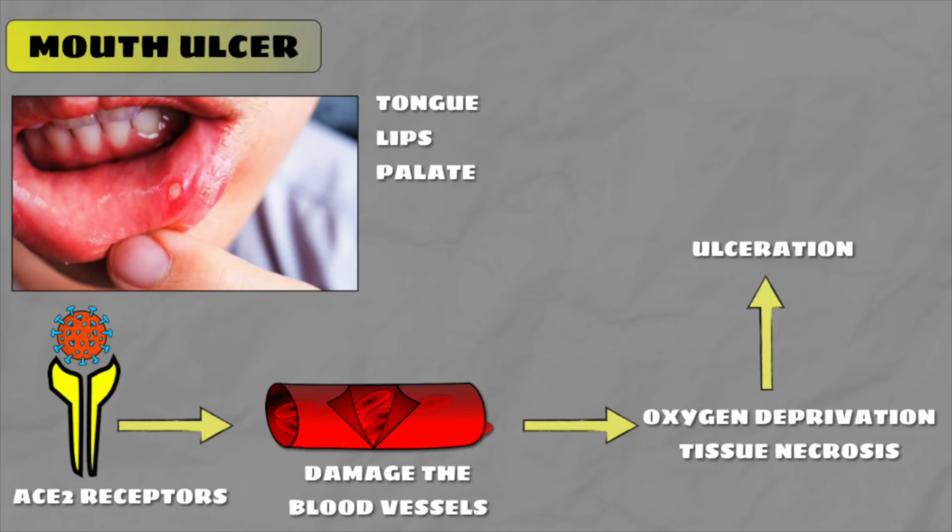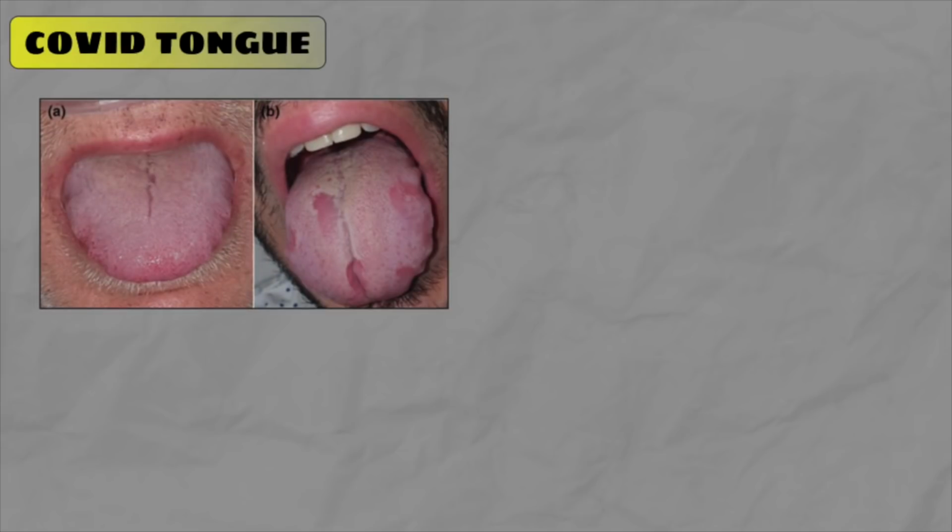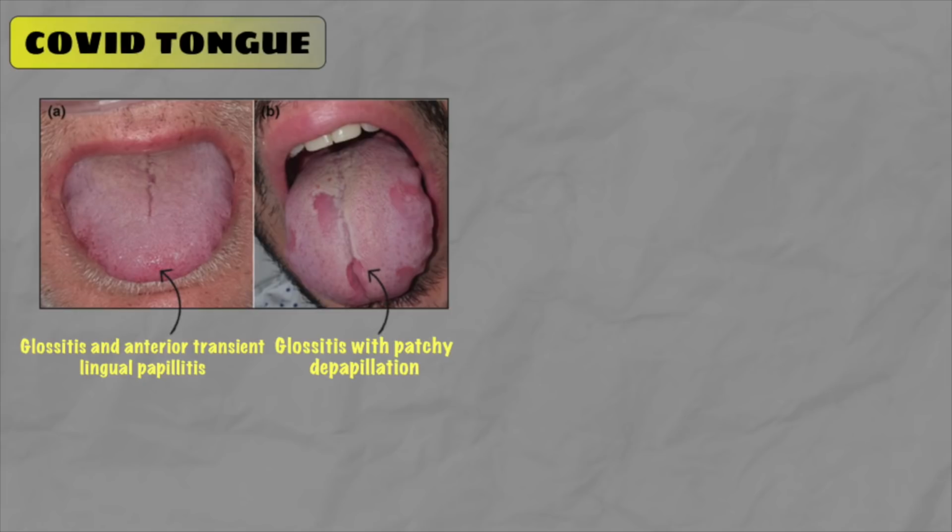Here you should remember that mouth ulcers can be seen due to different reasons. So consider other symptoms if you have mouth ulcers. Next is COVID tongue. COVID tongue is a condition where the tongue becomes white and patchy. Here you can see the cases published in the British Journal of Dermatology. In the first picture, there is glossitis and anterior transient lingual papillitis due to swelling of the tongue. And here in the second picture, you can see glossitis with patchy depapillation.